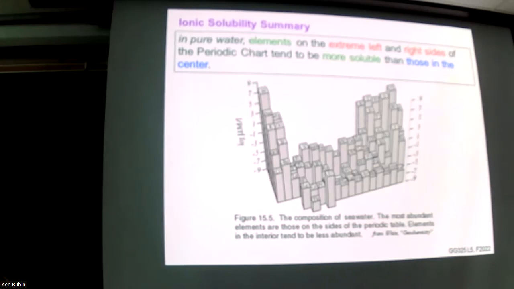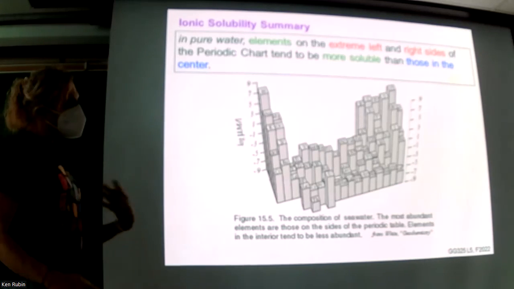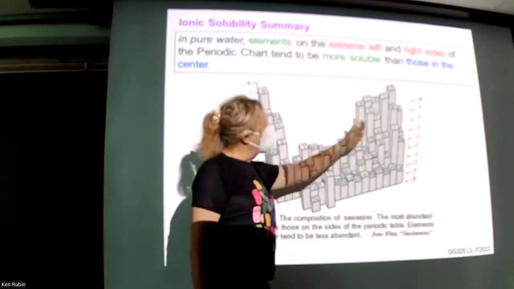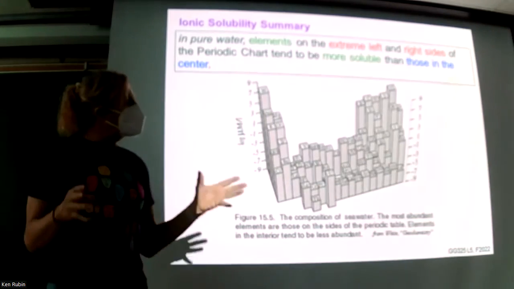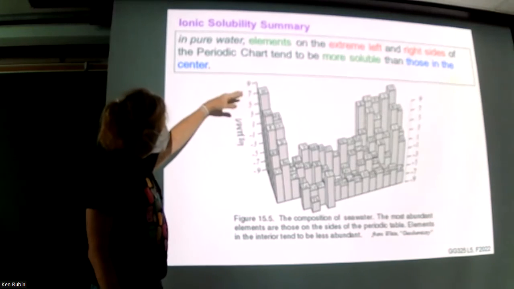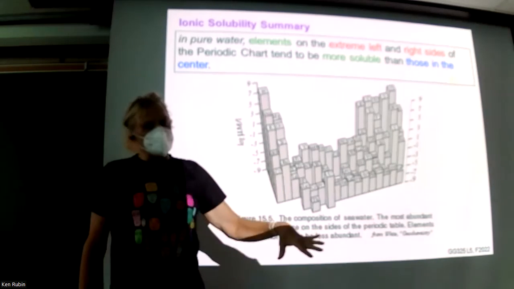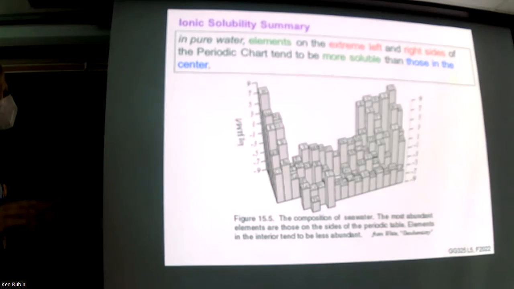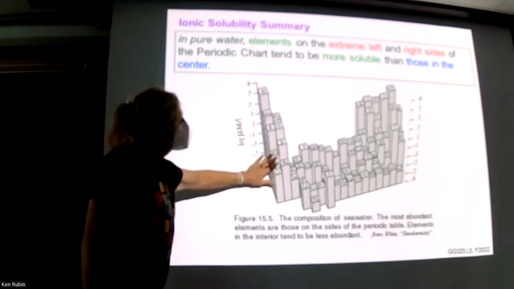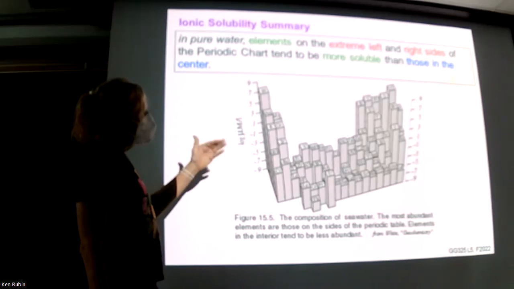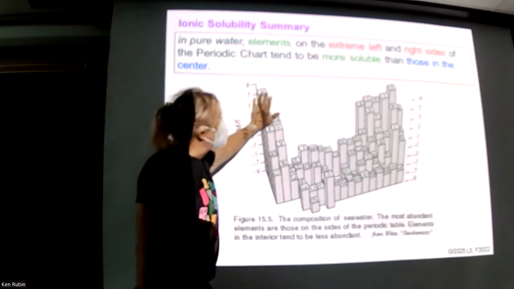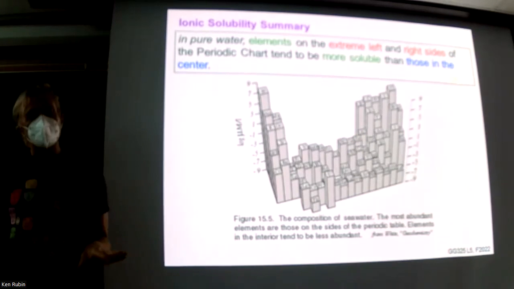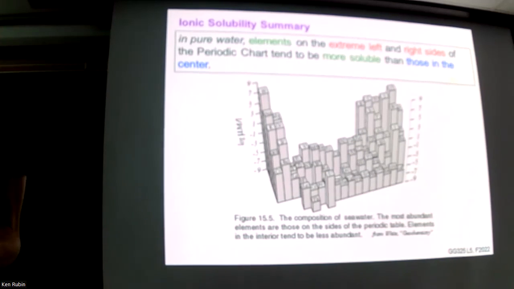Okay, so this is a plot. I've shown it to you before, but I can remind you about it. That stuff on the extreme left and right in the periodic chart tend to be more soluble. Stuff in the center tends to be less. This is a log scale plot of the composition of seawater. And again, how soluble something is in pure water is not the be all end all. There are other parameters that affect what we see on this diagram, but part of what we see on this diagram, especially the very high values over here and over here, the tall bars, are due to this simple effect of how acid or base stuff is.